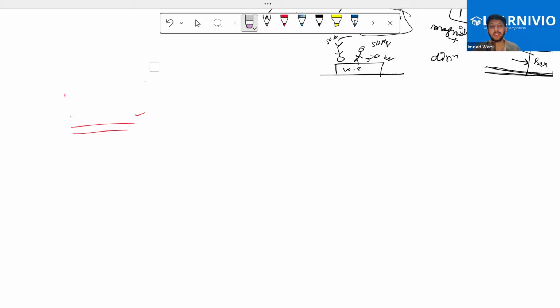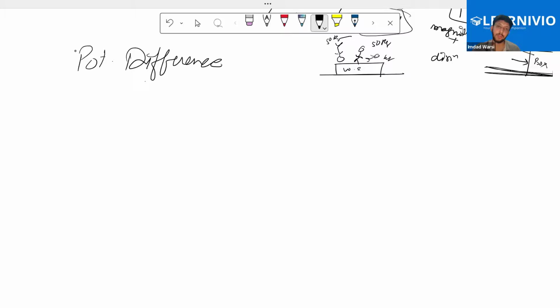We have seen what electric potential is. Now write potential difference. Potential difference between.